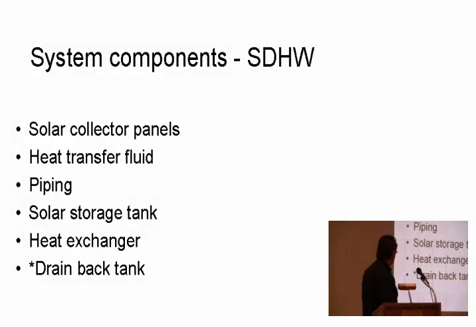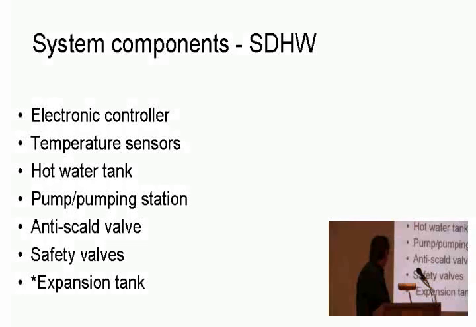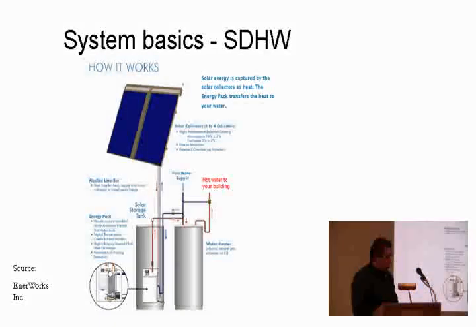Components of the system. So you have your solar collector panels. Okay, so the sun hits the panels. You have heat transfer fluid, which runs through piping up to those panels. A solar storage tank, a heat exchanger. In the case of a drain-back type of system, you have a drain-back type of tank. You have generally an electronic controller to control the operation and function of the system. You have temperature sensors in the system that work in combination with that electronic controller. A hot water tank, you have a pump and a pumping station, anti-scald valves, safety valves, and then depending on the type of system, you may or may not have an expansion tank also.